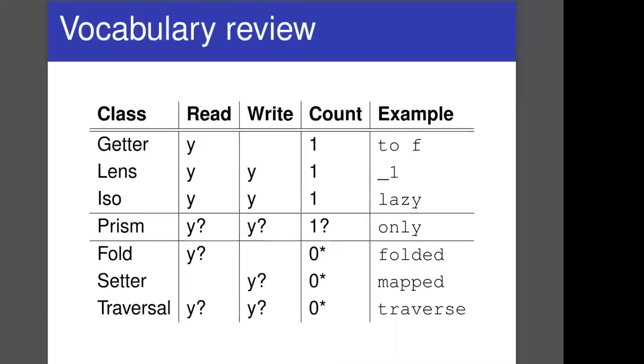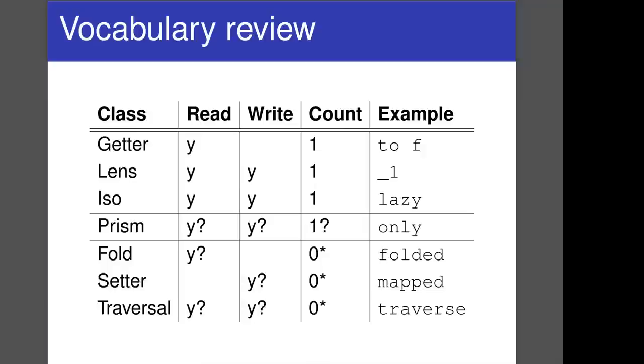So here's a little review of the vocabulary, because if you look at the Haddocks for lens, you're going to see a lot of words in the type signatures. We saw a lens already. That's a thing that I can read and write to that addresses a single element. There's also a getter, which is read only for a single element, so it's got fewer restrictions on it.